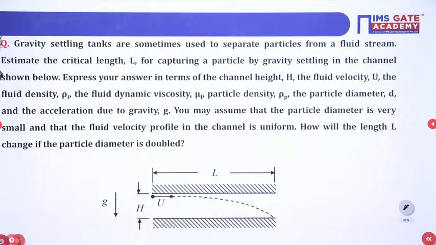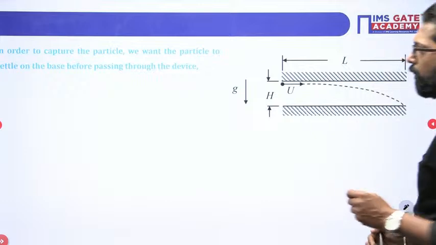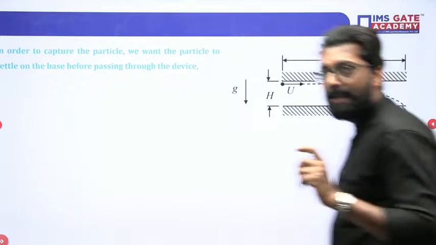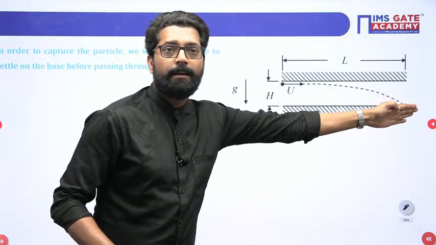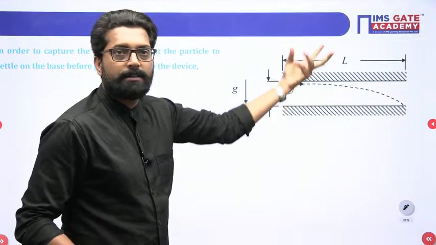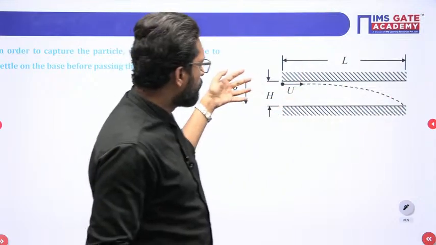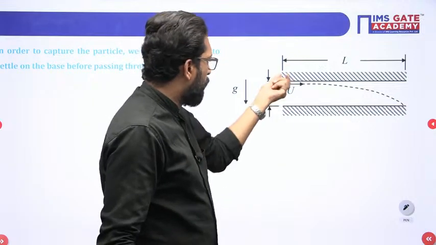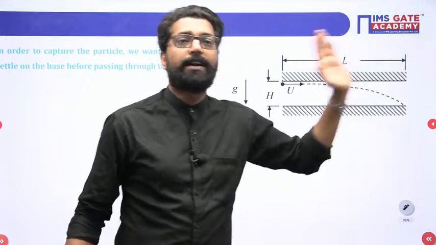Right, so see this. This is a gravity settling tank. What is a gravity settling tank? You have to assume that before exit the particle is captured, meaning it will settle down before exit. The particle segregation takes place: higher density will fall first, then less density, and so on, and it will be separated by the different density of the particles.